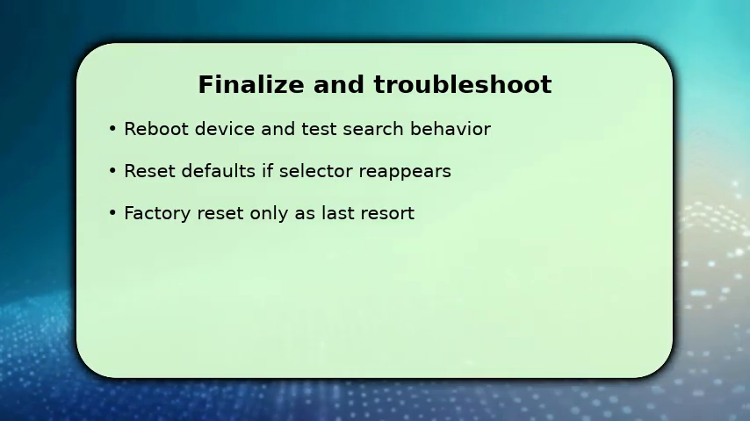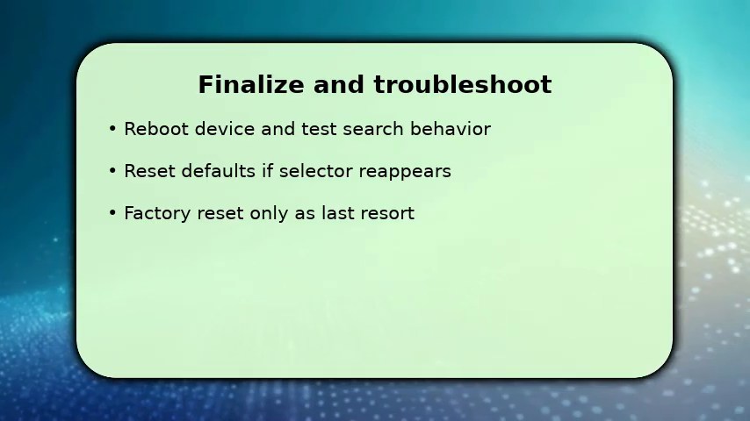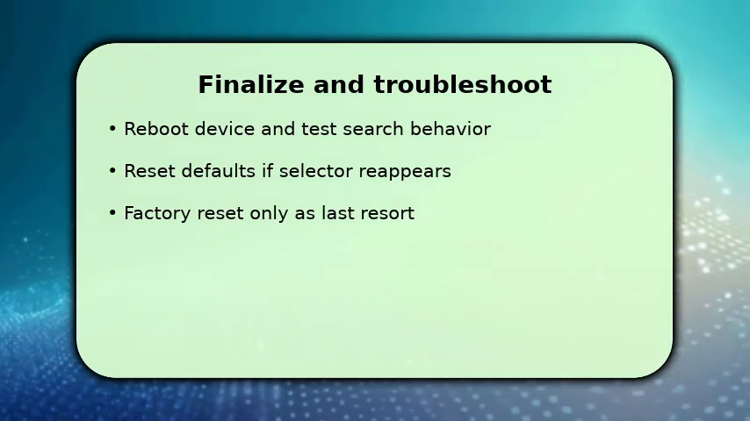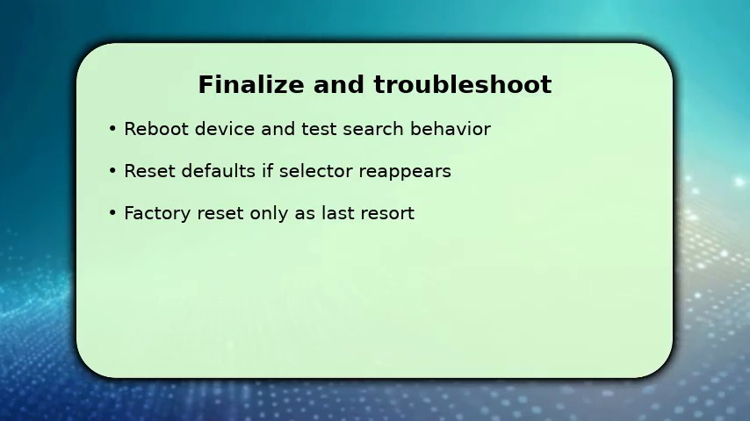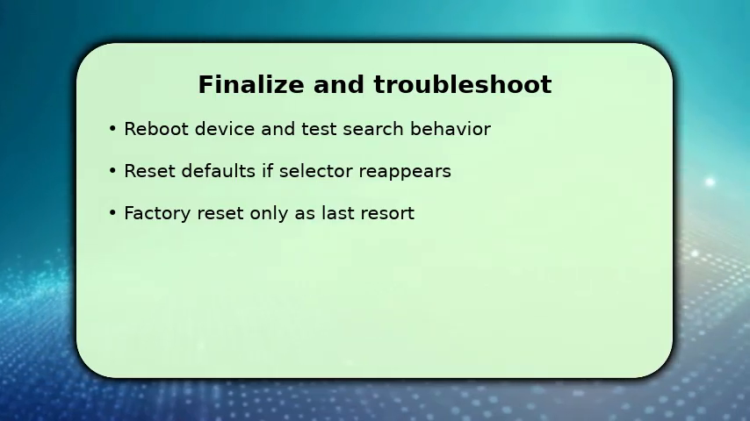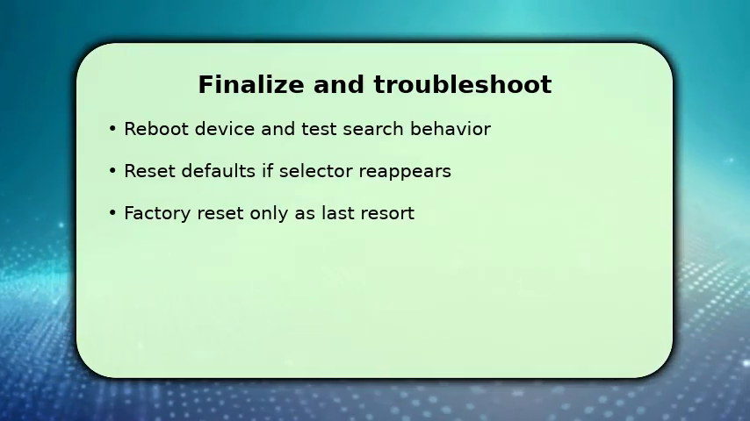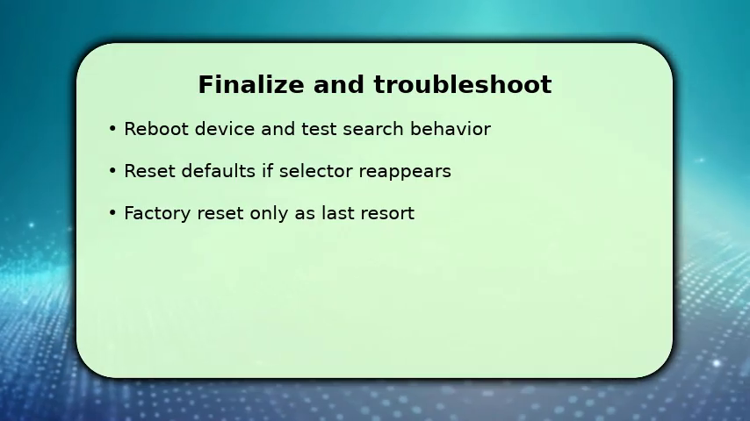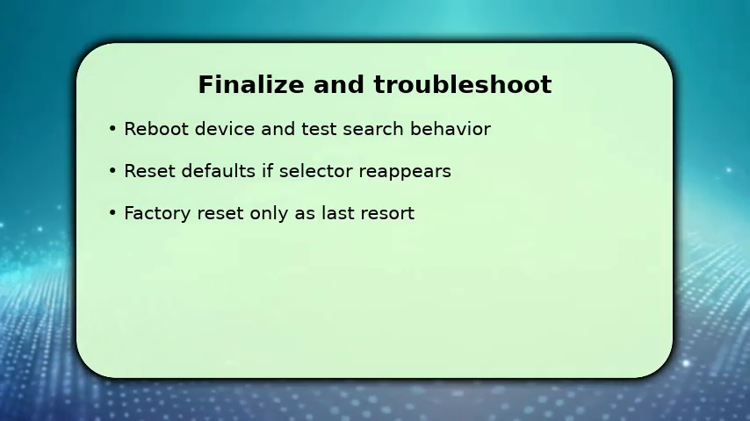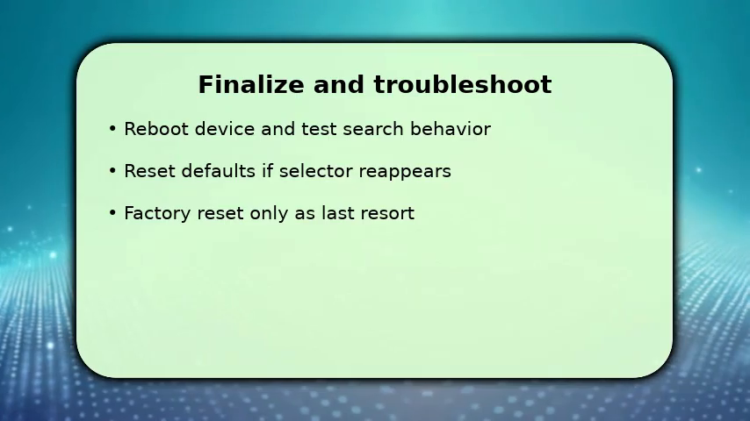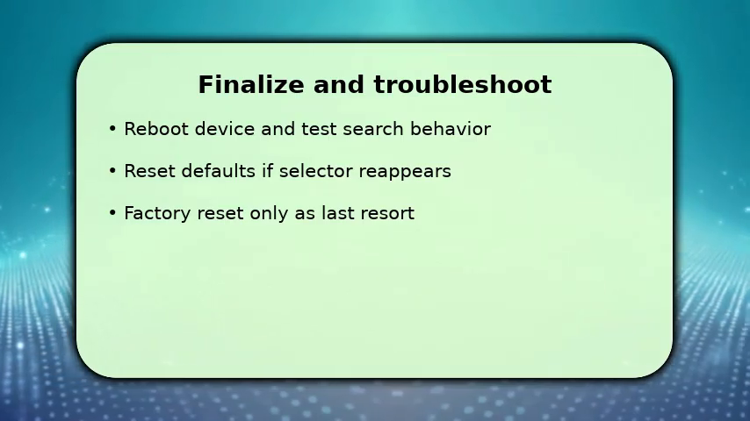If it reappears, return to App Info, clear app data and defaults, then reassign your preferred default again. This often resolves persistent claims. If problems persist after those steps, consider a factory reset only after backing up everything. One key troubleshooting tip. Safe mode helps identify whether a third-party app is reactivating the selector.